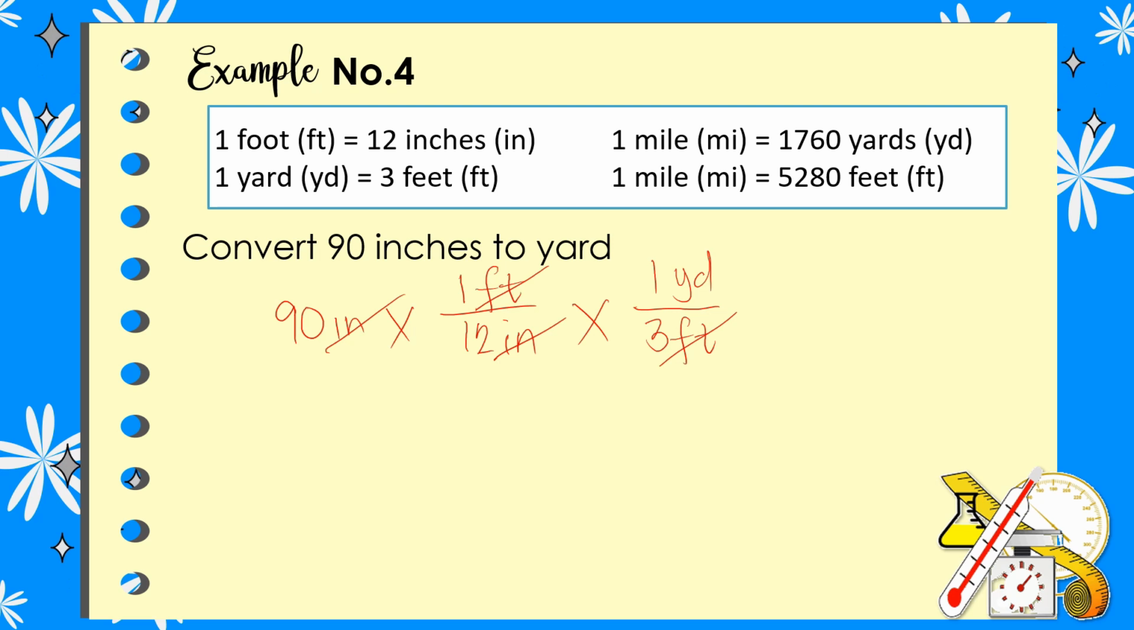Since ang ating numerator ay both 1, what was left to be done was to divide 90 by 12 and 3. So, when you divide 90 by 12 and 3, you will get 2.5 yards. So, when you convert 90 inches to yards, the answer is 2.5 yards.